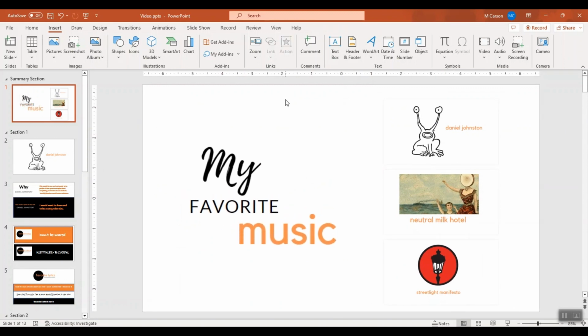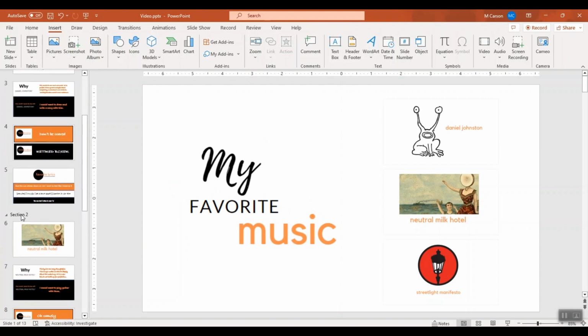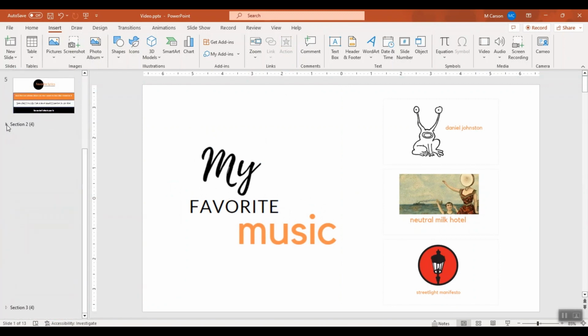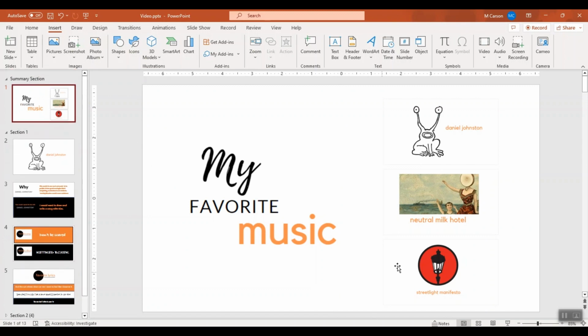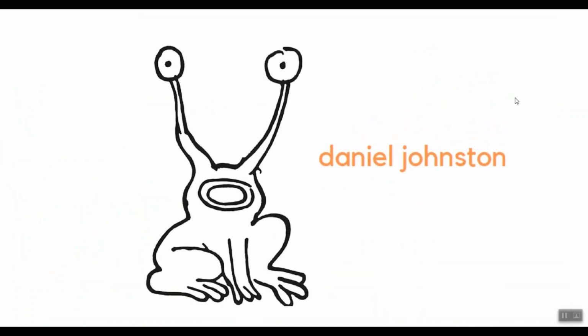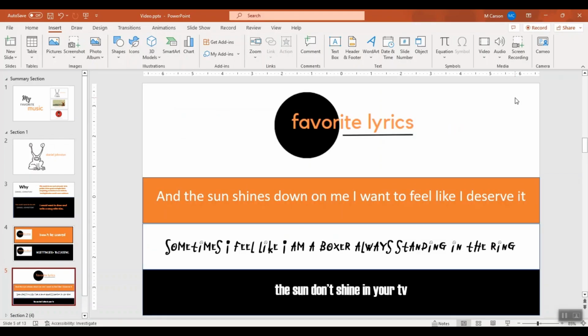Move that back over. Okay, and now you can see my sections that it created for me. There's section 2, and finally section 3. I could even collapse them. And when I put it in slideshow, it does exactly what it's supposed to. Very simple.